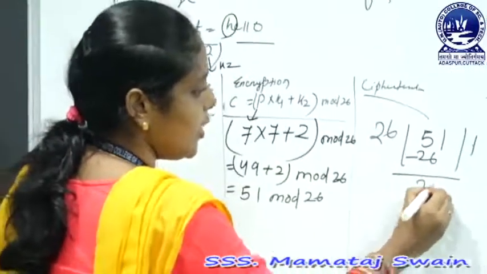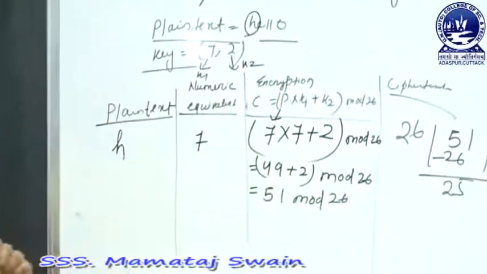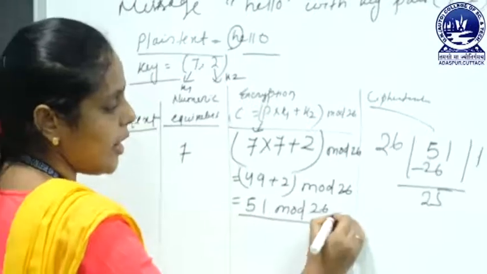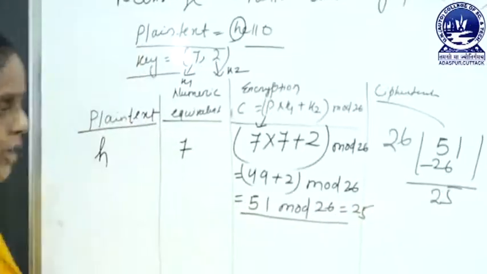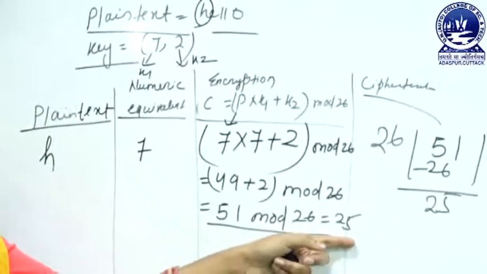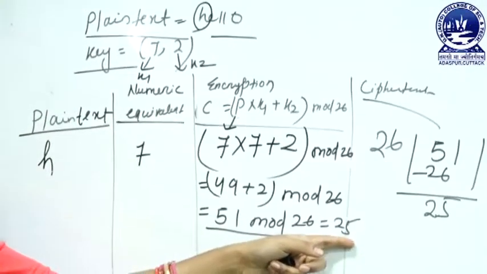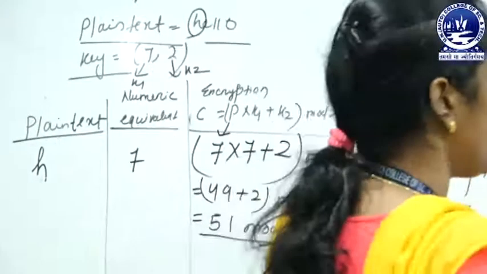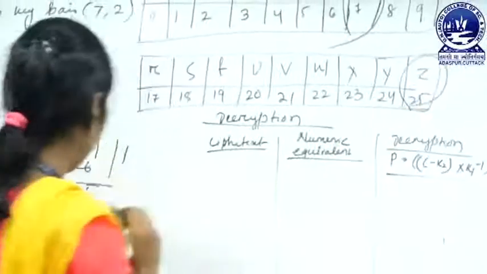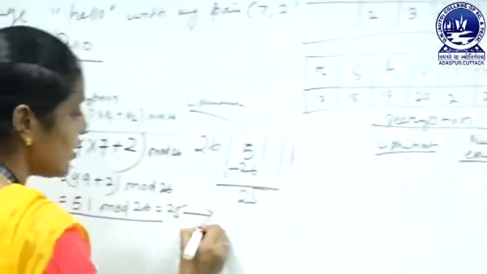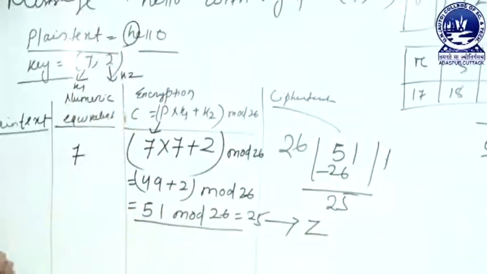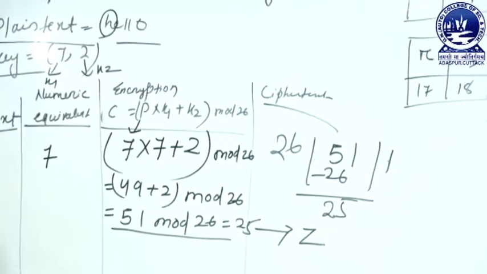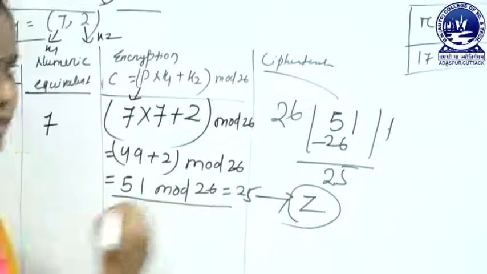that is 25. Now for this 51 mod 26, the value is 25. Here again you find out the alphabetic equivalent of this 25. Now for 25 the alphabet is Z, that is our ciphertext, which means for plain text value H, our ciphertext is Z.